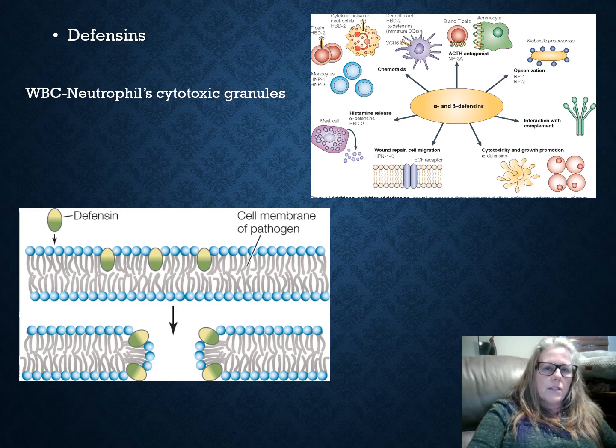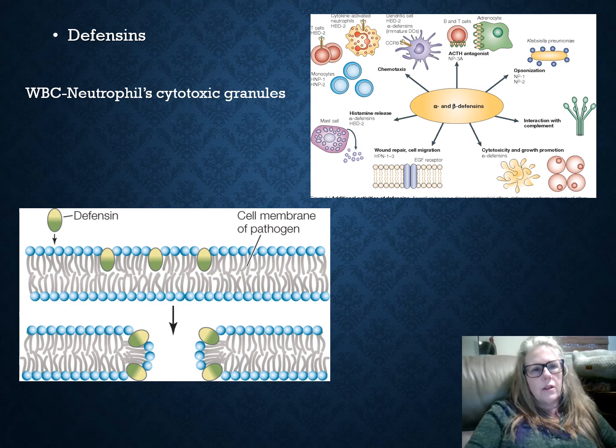If it's a virus, it's going to poke a hole in the type of membrane that surrounds the virus and then cause that virus to be not able to infect anymore. So defensins are molecules that help us with our natural resistance, as far as killing bacteria, fungi, and even some types of viruses.